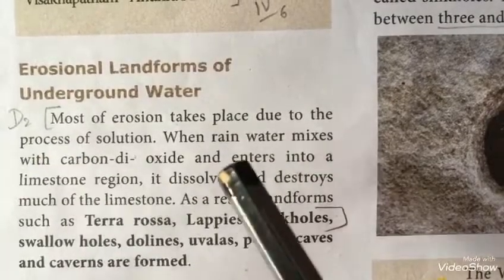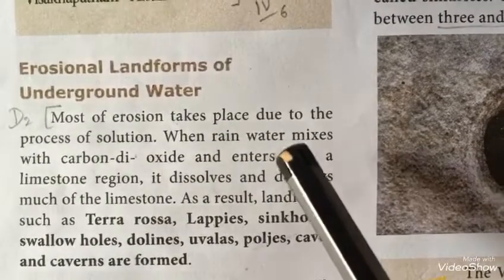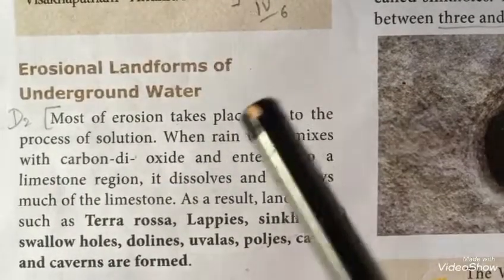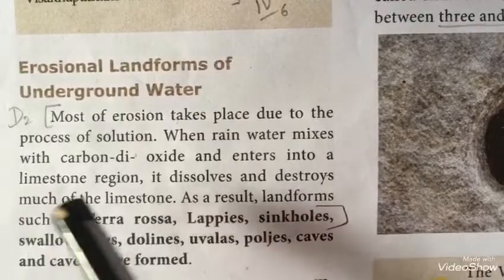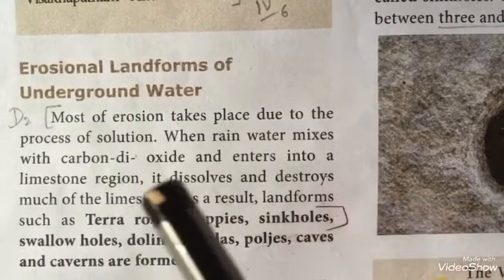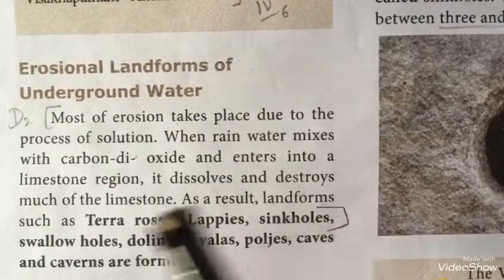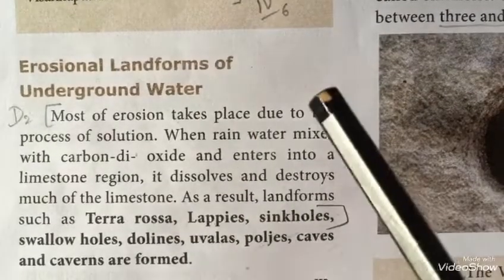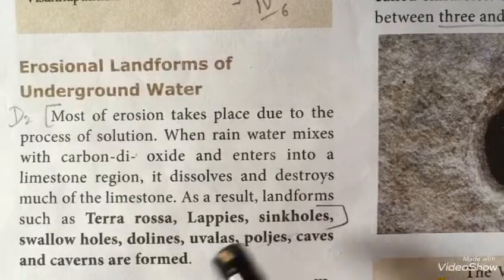So how does this solution happen here? The rainwater is mixed with the carbon dioxide. These two mixtures now enter into the limestone region. So the limestone will dissolve and it destroys much of the limestone. As a result of this process, the following landforms are formed.